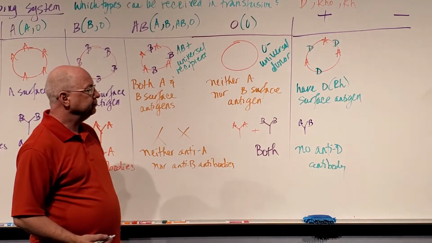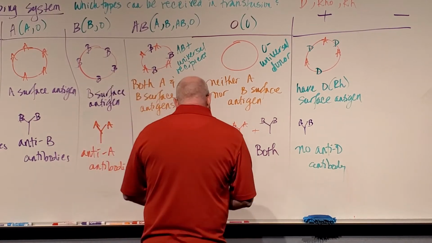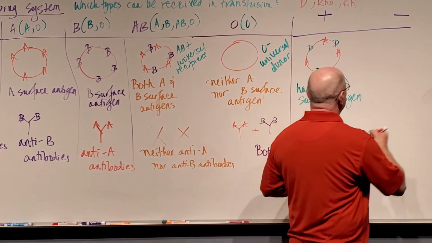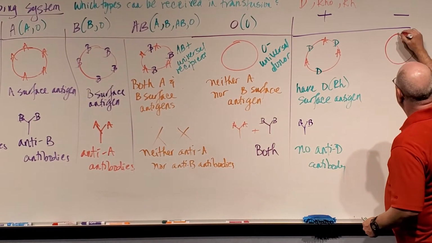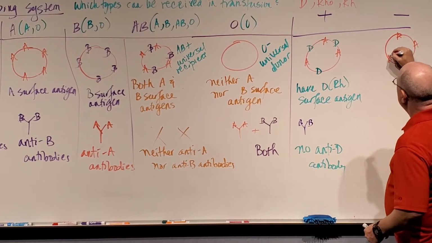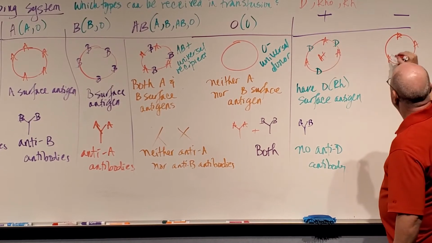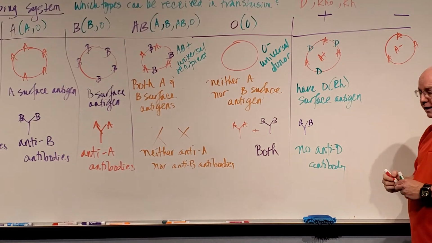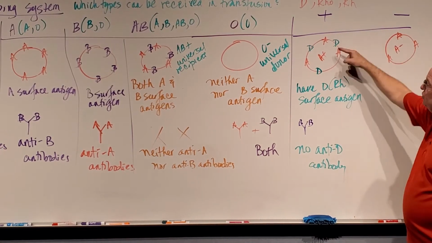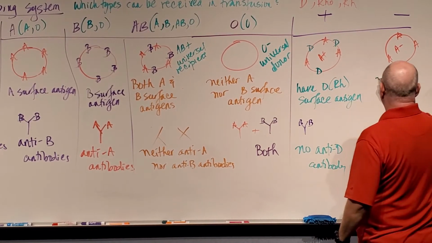You cannot make an antibody against your own red blood cells, or else you wouldn't survive in the womb. Now, if a person is negative, let's take the exact same blood type. Let's take someone who's type A. So this person would be A positive. This person's going to be A negative. If you're negative, it just means you don't have this D surface antigen.